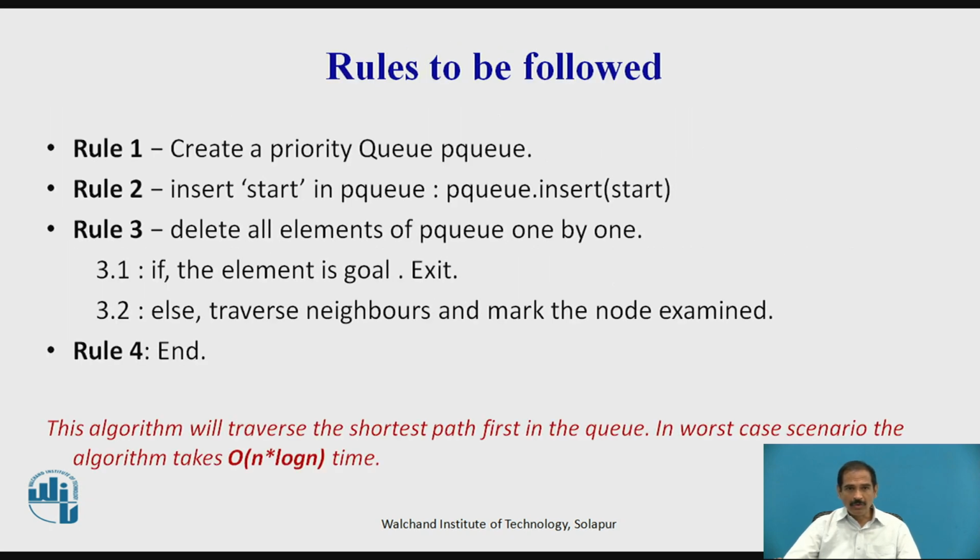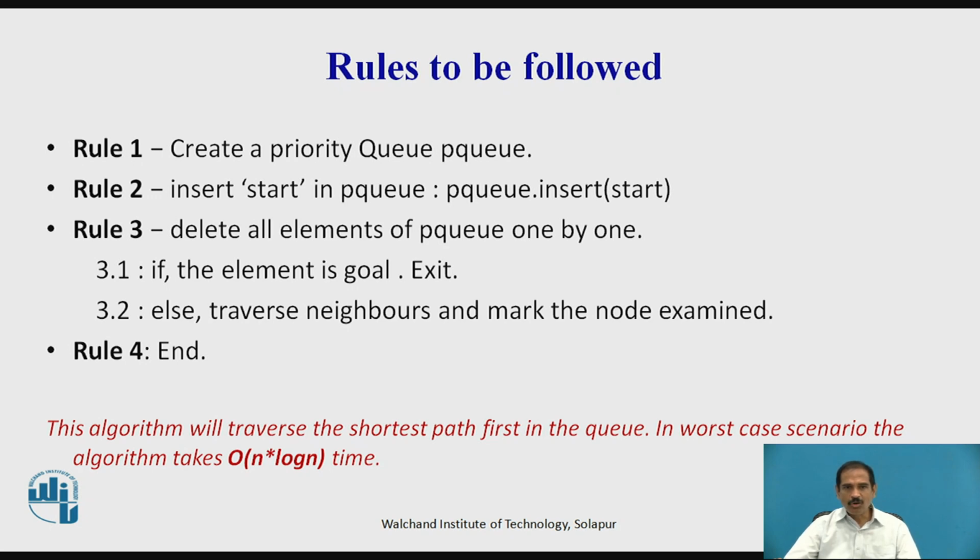The rules to be followed are: rule 1, create a priority queue, which is called PQ. Rule 2, insert the start node in the PQ. Rule 3 is to delete all elements of the priority queue one by one. Following the rules, if the element is a goal, exit, else traverse the neighbors and mark the node as examined. And rule 4 is to end your procedure.